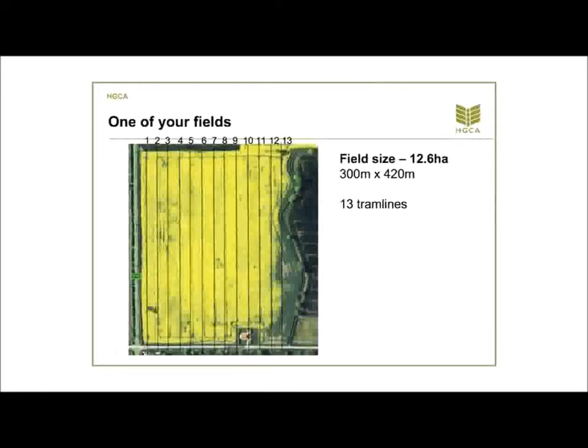And this is one of your fields. It's a typical field size of 12.6 hectares, and it's got a 300-metre headland, and it's 420 metres long. And at the moment, in that particular field of oilseed rape, we've roughly worked out about 13 tram lines. Yeah, well, I would agree with that. That's not too far off. I'm not sure how much more my accuracy can improve, but you probably suggest I might be able to make a little bit of a difference.